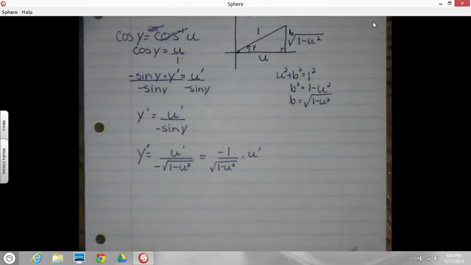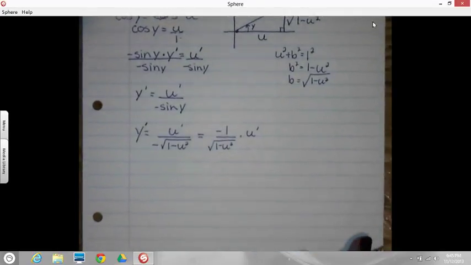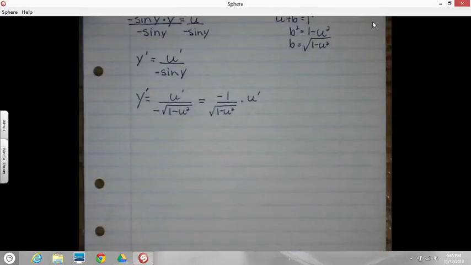All right, so we're going to go through another one. We're going to do 3 of them together. The next one we're going to do is inverse cotangent. I'm going to start a new page just in case I run out of room.